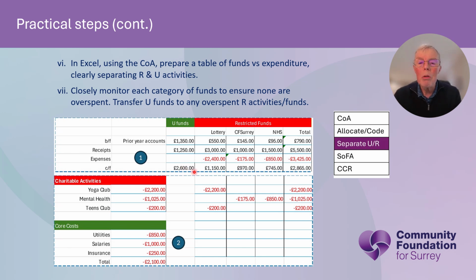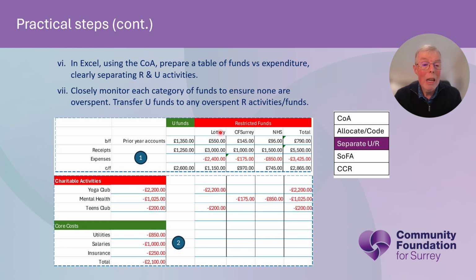And a similar approach is taking place with the lottery, CFS, and the NHS. We've got prior year brought forward funds or carried forward funds there. We've got receipts, which have come from your coded bank statements, all the way along here. And we've incurred expenses. Similarly, your bank statements that have been coded with the relevant expense code, all the way along here to be charged.